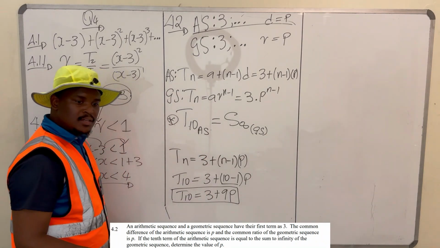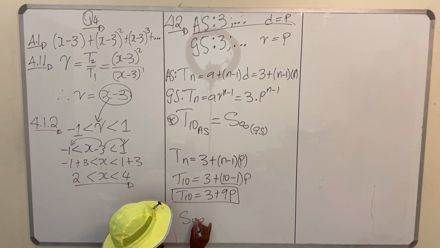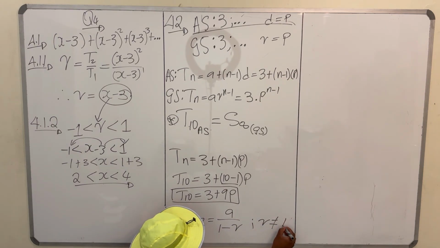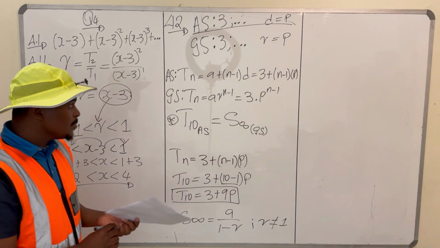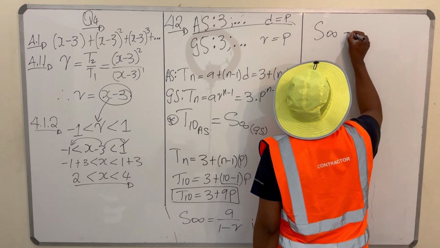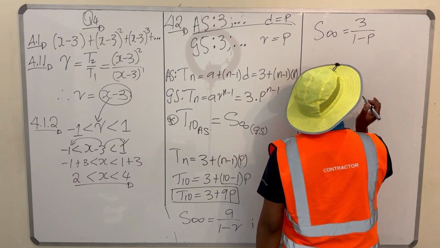Now I need to find the sum to infinity. So you know that your sum to infinity is equal to A over 1 minus R, where R is not equal to 0, also not equal to 1. Then you substitute. Sum to infinity is equal to A, which is 3, over 1 minus P. Are you with me? Yes.